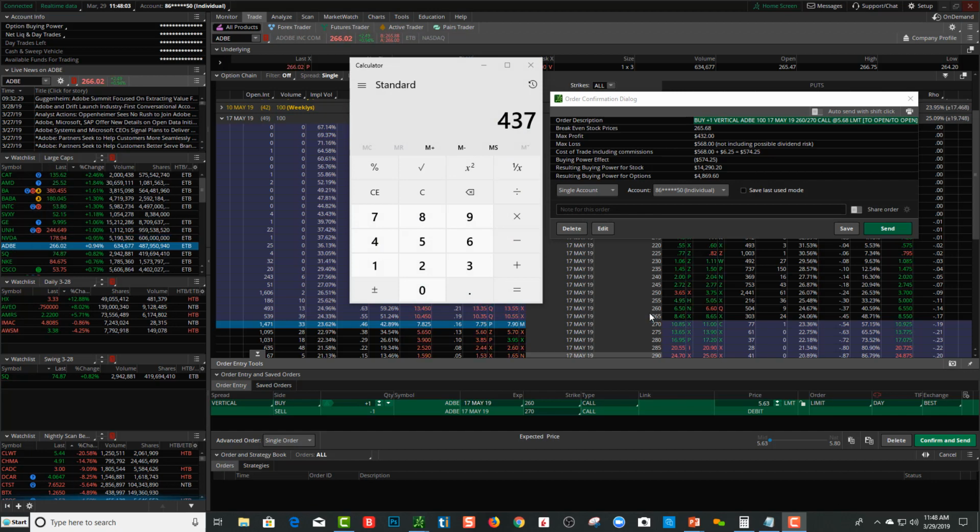And how you come up with the break-even price is you take the strike that you bought, that 260 right down over here, and you add the $5.68 to it. So 260 plus 5.68 is $265.68. So that is your break even.